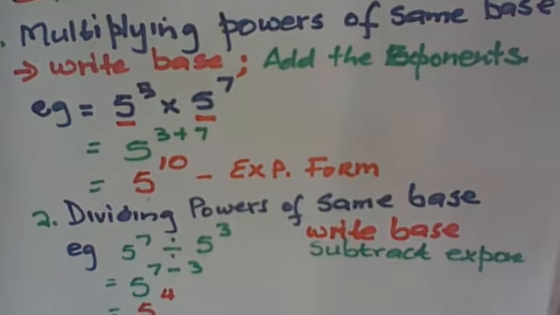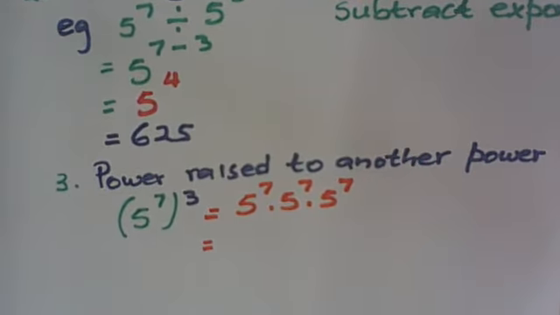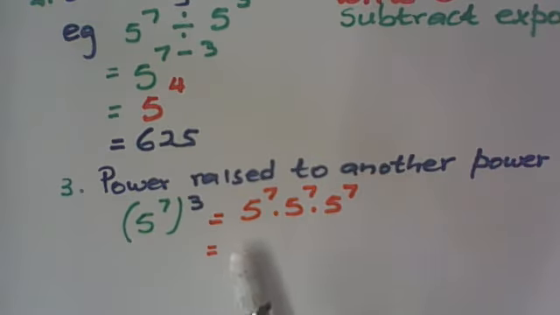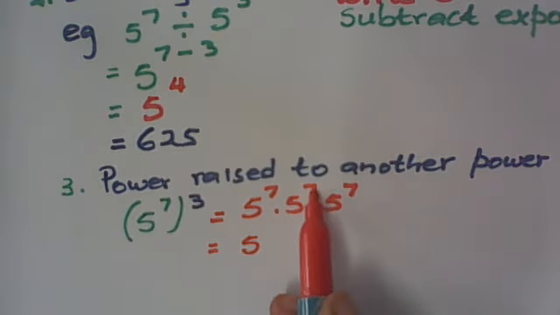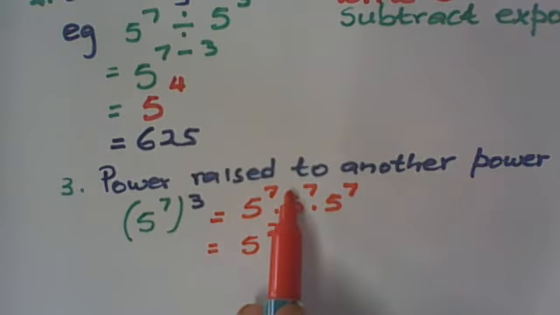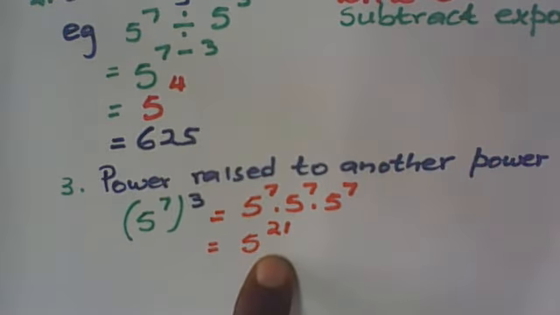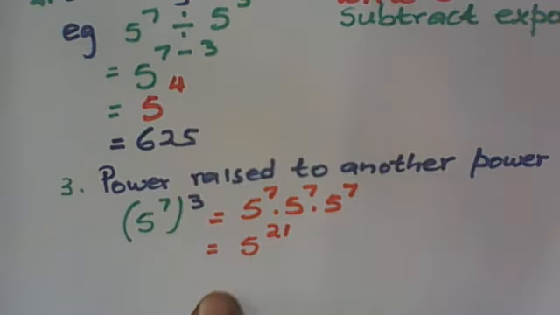You add them up. Now, even here, when we are multiplying powers of the same base, that is 5 to the power 7, 5 to the power 7, 5 to the power 7. Now, we write the base and then add the exponents. 7 plus 7 plus 7 gives us 21. There is no need to write 7 plus 7 plus 7. So this will be the final version, which is in exponential form. This is a very huge number.